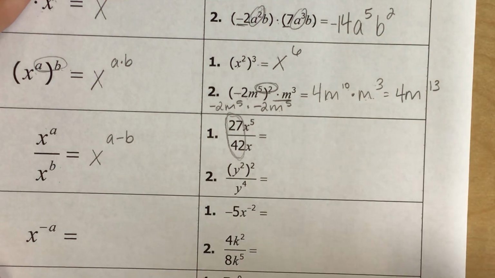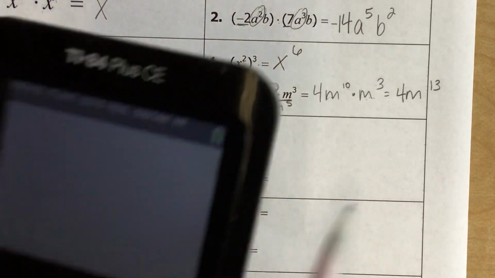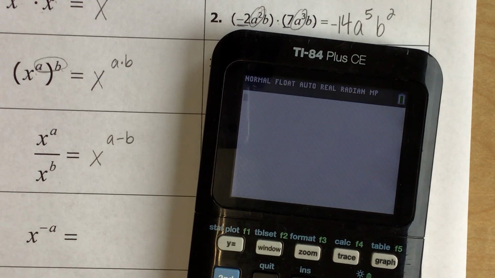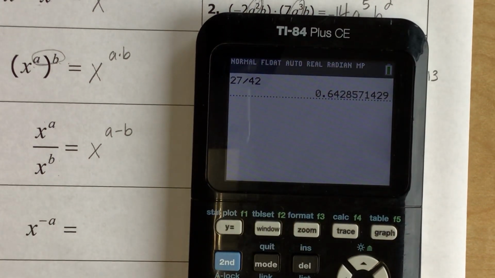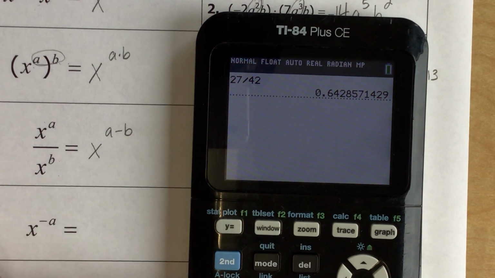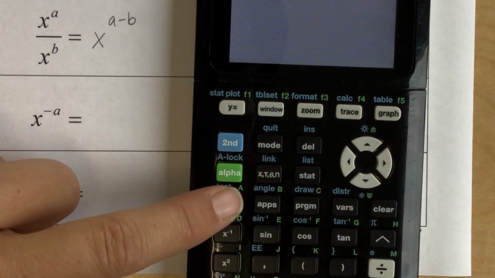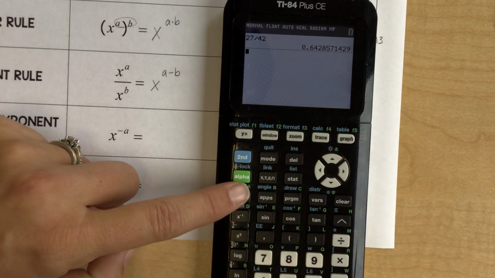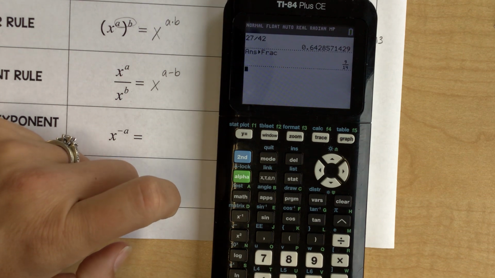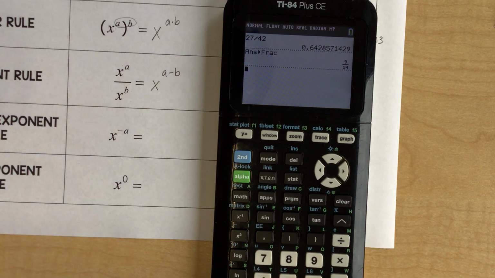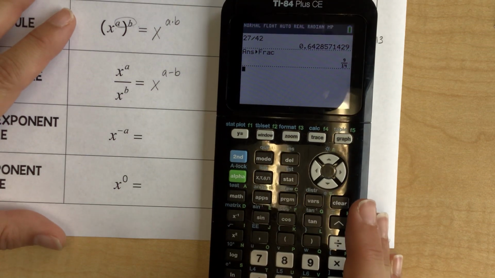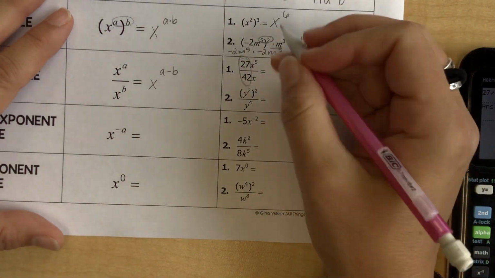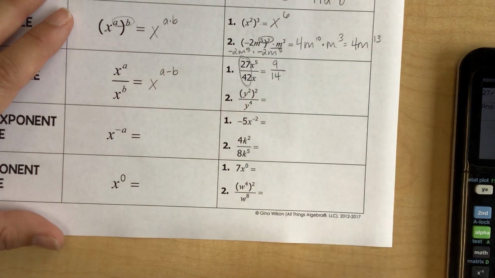So if I take 27 divided by 42, now that doesn't divide evenly, so when I do it on my calculator, 27 divided by 42, I get this crazy decimal, right? Well, I don't want that decimal. I need it as a fraction. So on my calculator, I hit, let's zoom out, I hit math. So notice that I haven't hit anything else. I hit math, enter, enter, and it gives me a simplified fraction. So this is 9/14. All right, so 27 over 42 simplifies to 9/14.